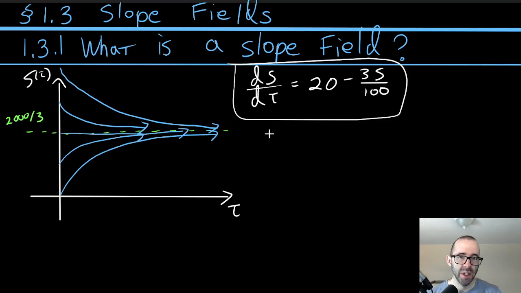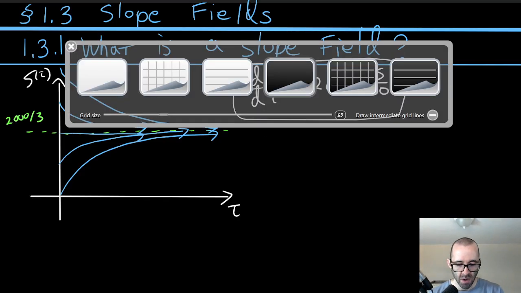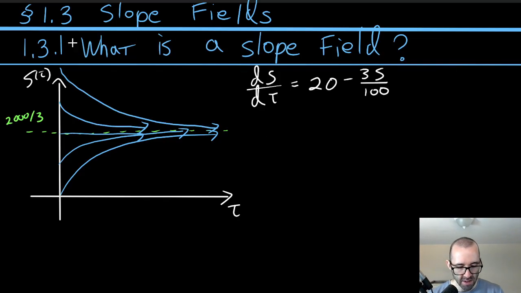Look at this differential equation. What is this left-hand side? This is the slope. Derivative is slope. This is the slope, the change in s divided by the change in t. This says the slope at any point can be determined by the amount of sugar at that point.